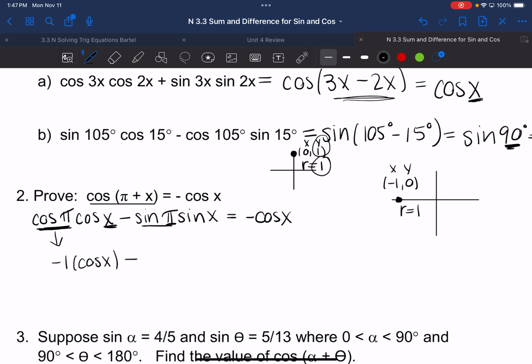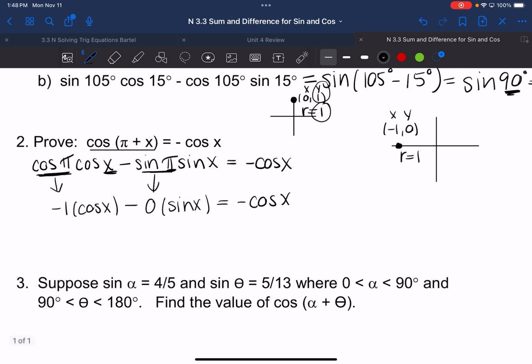Minus, we've got sine of pi. Well, sine is y over r. So at that point, what would y over r be? 0. So I'm going to replace this with 0. Again, I don't know x, so that has to stay. Sine of x, right? Equals negative cosine of x.